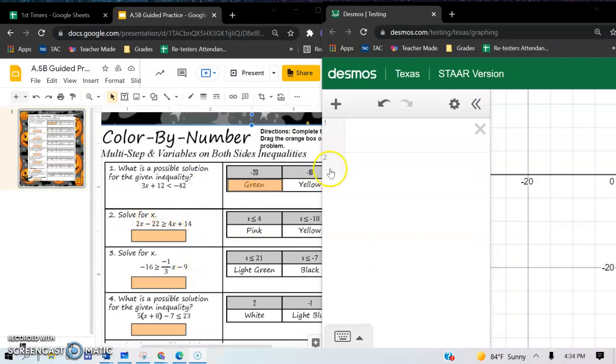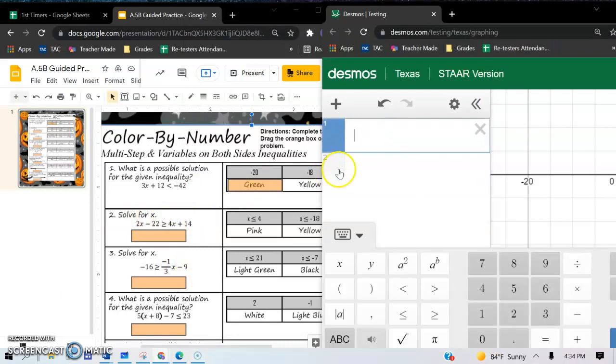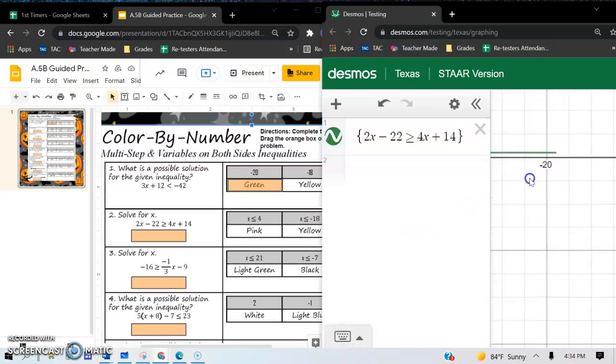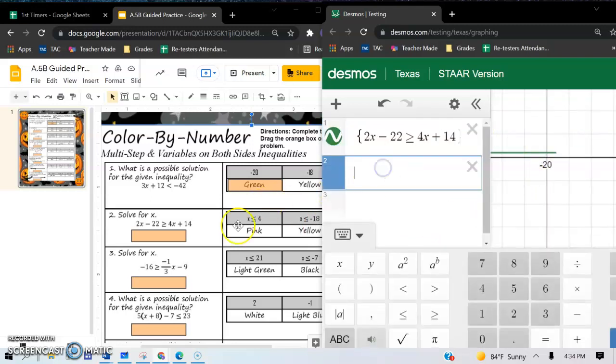It says here solve for x. So basically we're just matching on this one. Let's type in again with brackets 2x minus 22 greater than or equal to 4x plus 14. So we have our graph here, and we want to find out which one of these answers matches. So on number 2, let's type in the first one, which is, again, we're going to graph. So it's brackets x is less than or equal to 4.